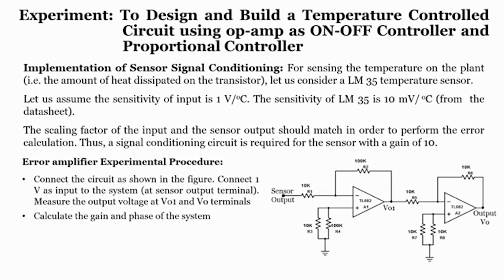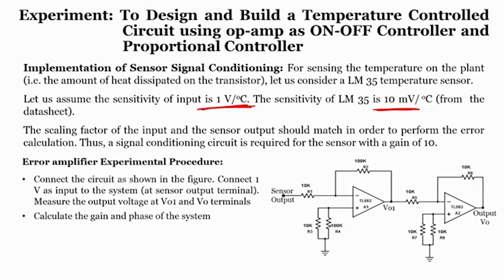Now, how to implement the sensor signal conditioning circuit? For that we have the temperature of the plant, that is the amount of heat dissipated by the transistor. Let us consider an LM35 temperature sensor. We will use the LM35 temperature sensor for implementing our signal conditioning circuit, and let us assume the sensitivity of the input is 1 volt per degree centigrade. Now, the sensitivity of LM35 is 10 millivolt per degree centigrade, which we can get from the data sheet.